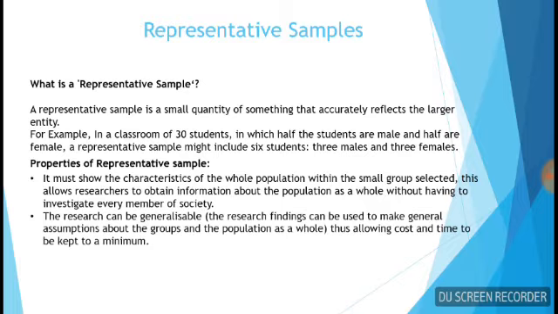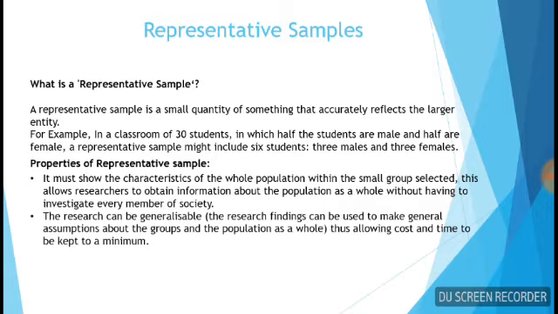Then comes the question, what is a representative sample? A representative sample is a small quantity of something that accurately reflects the larger entity. For example, in a classroom of 30 students, in which half the students are male and half are female, a representative sample might include 6 students, 3 males and 3 females, because there is a proportion of 15-15, so we can cut them down to 3 and 3.